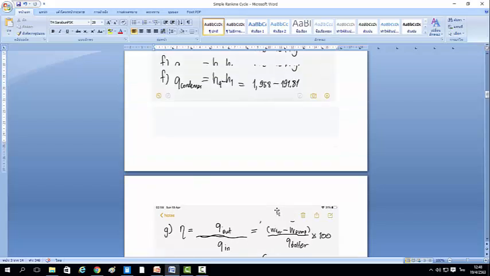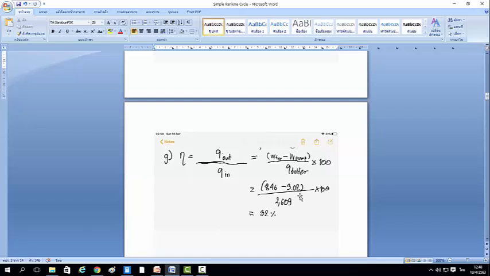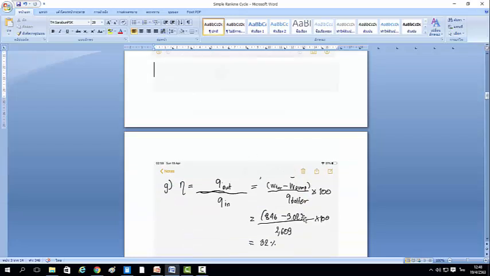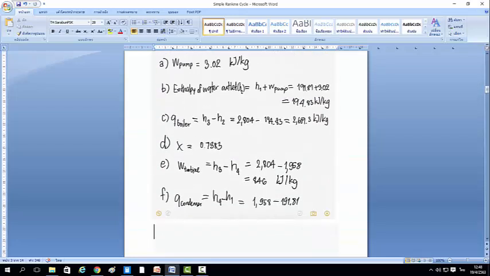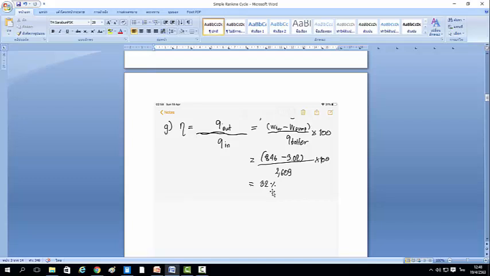So we just substitute the work turbine, 846, minus the work pump, 3.02 from the first problem, divided by this Q boiler here, and then multiply by 100 to make it a percentage. So we got 32%.